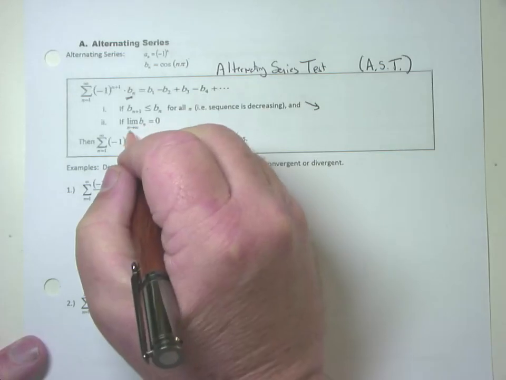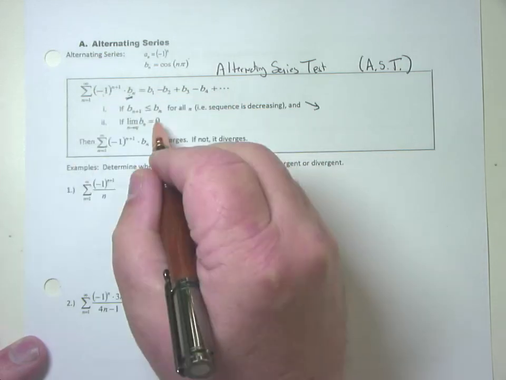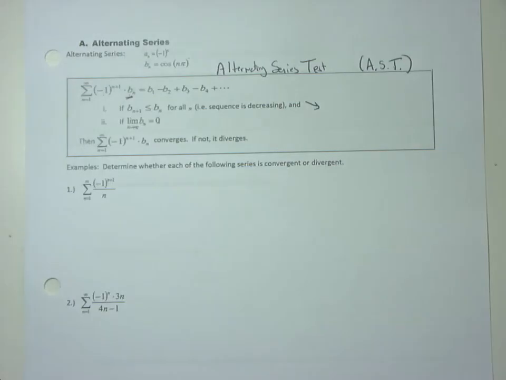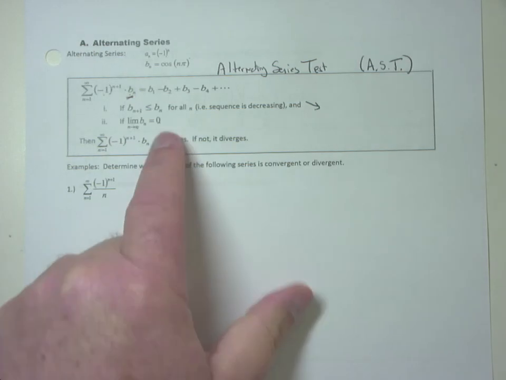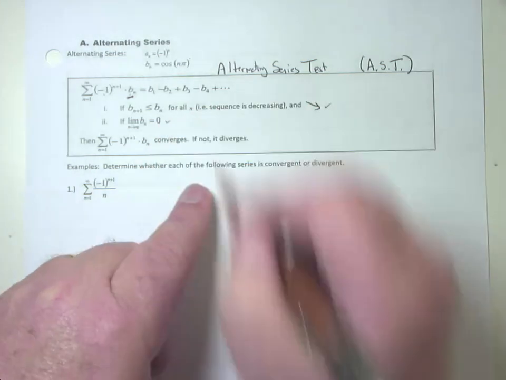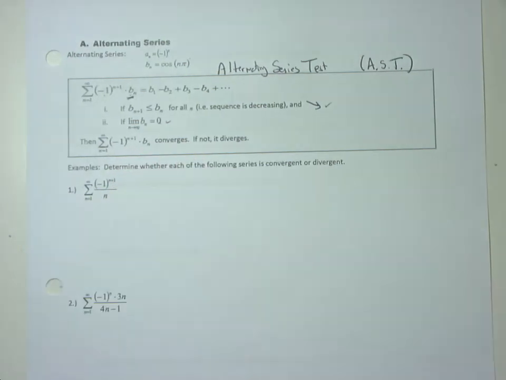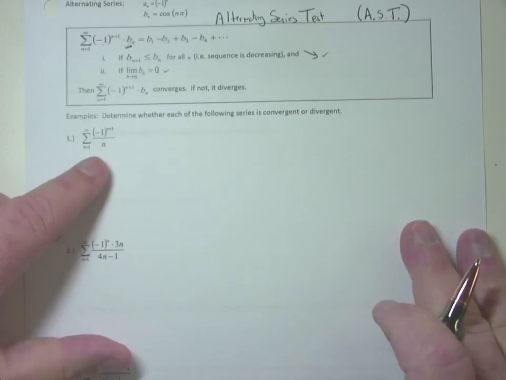But most important is number 2. You've got to take the limit as n approaches infinity of the bn, the sequence part without the alternation, and you've got to get 0. Two things. The terms have to be going down, and the limit of the sequence part without the alternation has got to go to 0. If these two things hold, the terms decrease and the limit goes to 0, then the alternating series is going to converge. If you don't get a limit of 0 and the terms don't go down, then it's going to diverge. It's one or the other. So let's take a look at this guy.